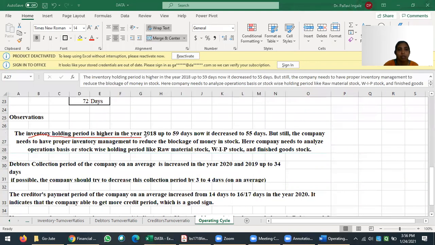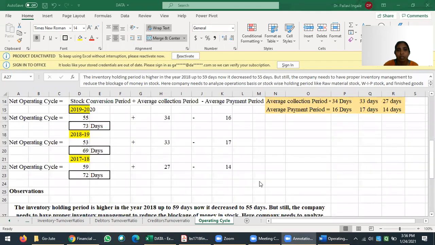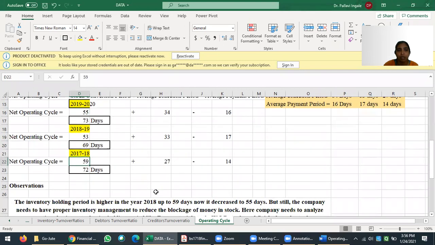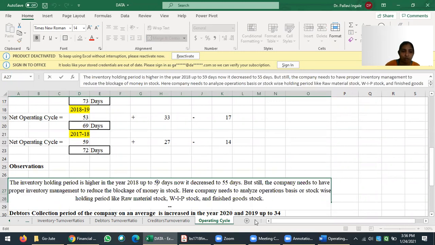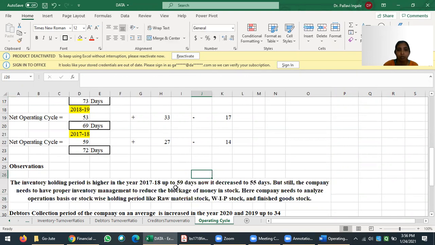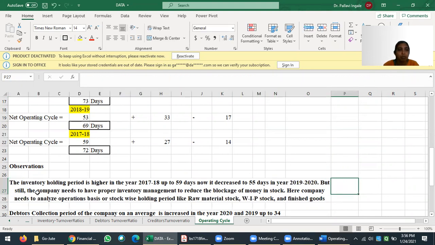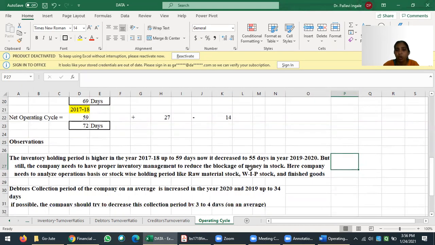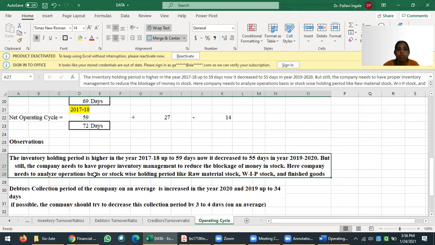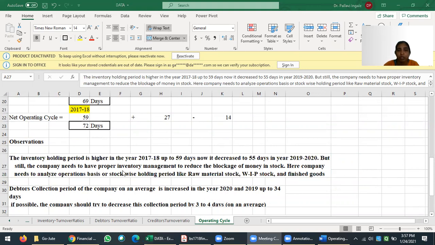Inventory holding period was higher in year 2018, up to 59 days. Now it has decreased to 55 days. In 2017-18 it was 59 days, and now it decreased to 55 days in the year 2019-2020. But still the company needs to have proper inventory management to reduce the blockage of money in stock. The company needs to analyze stock-wise holding periods, like raw material stock, WIP stock and finished goods stock. Because when we are creating business, we don't have this data, so that's why we have mentioned that comment in the observations.